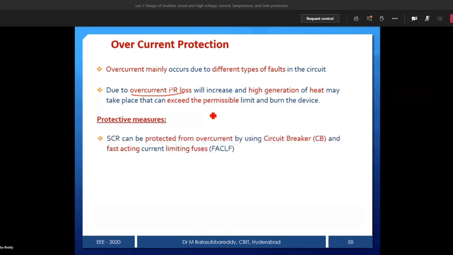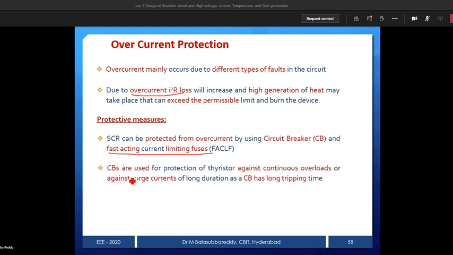So how to protect it? SCR can be protected from overcurrent by using a circuit breaker, that is one aspect, because you limit the current in the circuit breaker. Once the current reaches beyond that limit, automatically it will trip. That is one way. Another way is fast acting current limiting fuses. By making use of these also, you can trip it. But the problem with a circuit breaker is that quenching the arc will take more time, so that will lead to some problems. That's why this type of protection, fast acting current limiting fuses, will also be used. That's what I mentioned here.